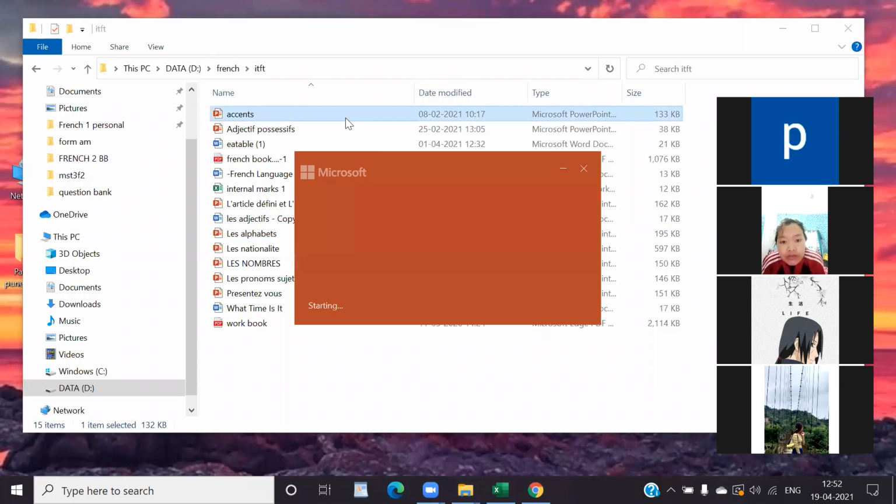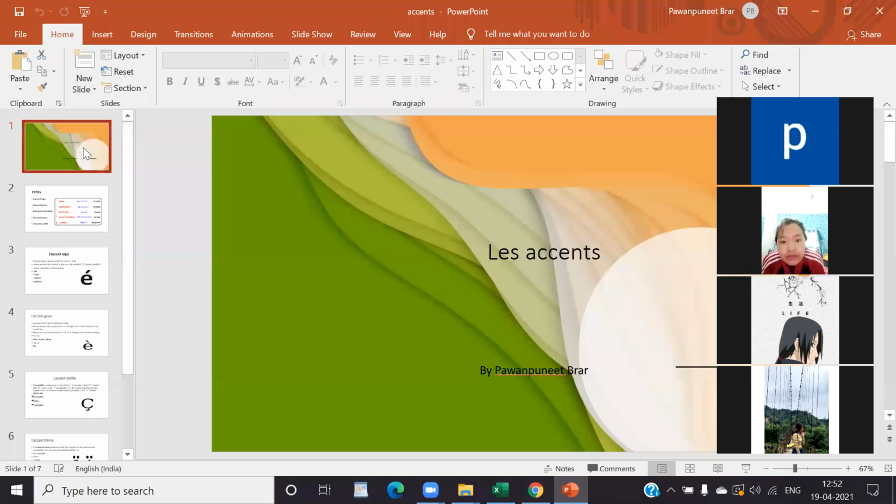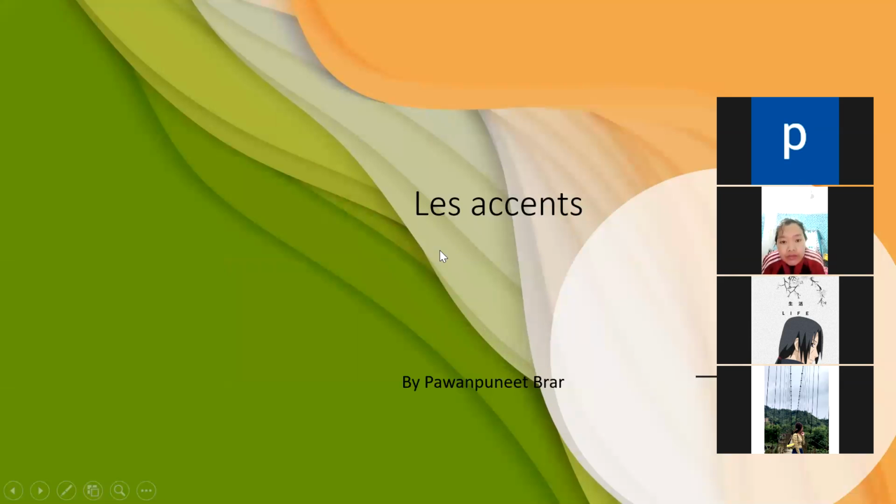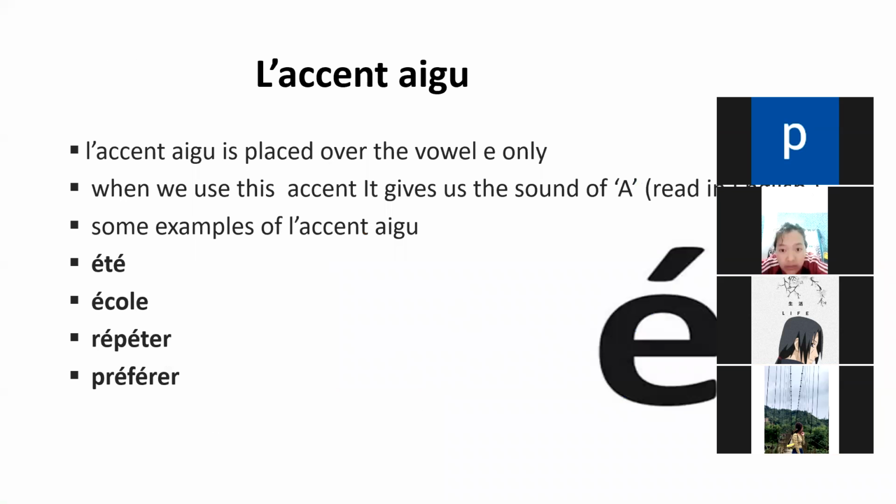Here it is, les accents. These are the accents. Everyone knows Hindi, right? Say yes or no at least. We do have matra in Hindi, so in French we have accents. In the same way we have matra in Hindi.